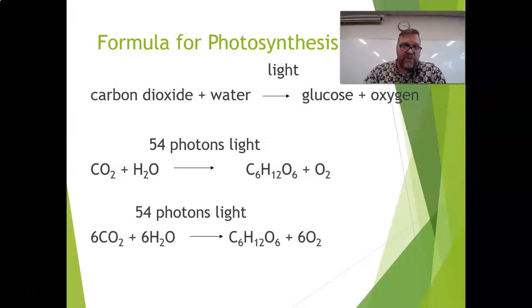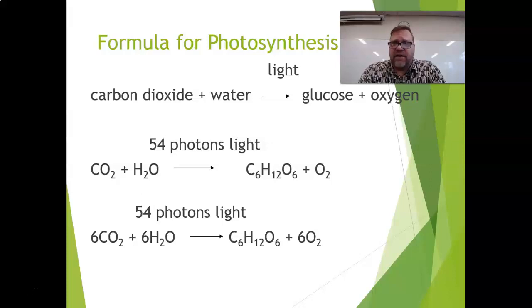And the balanced chemical formula says that we need 6 carbon dioxides, 6 waters to produce 1 glucose molecule and 6 O2 molecules. Also notice this. The plant needs carbon dioxide at the beginning. And when the plant is all done, it's going to give off oxygen.